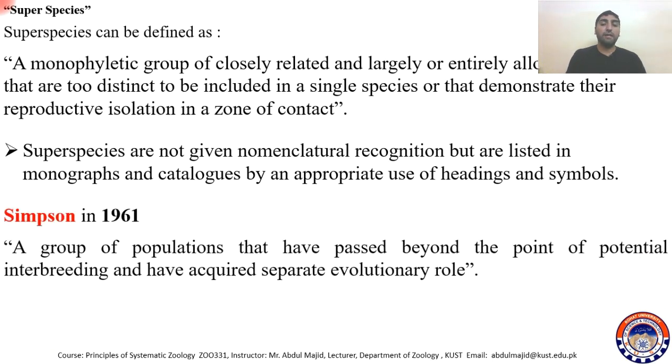Simpson in 1961 defined the superspecies as a group of populations that have passed beyond the point of potential interbreeding. Those populations have accumulated a number of changes, and now they cannot interbreed with each other. We define species as potentially interbreeding populations, but these superspecies have passed through evolution, beyond the point of potential interbreeding. Now they cannot interbreed with each other, and they have acquired a separate evolutionary role.